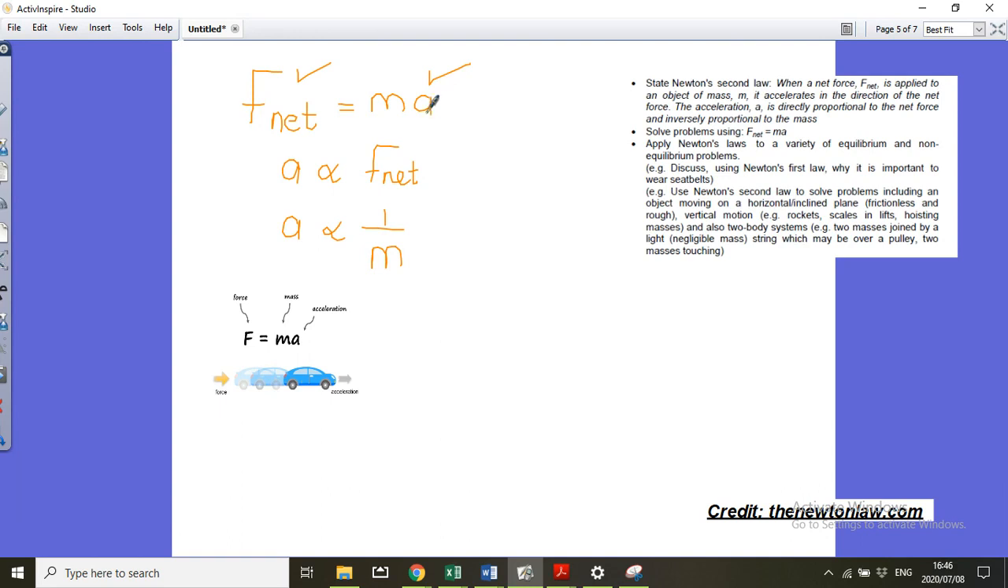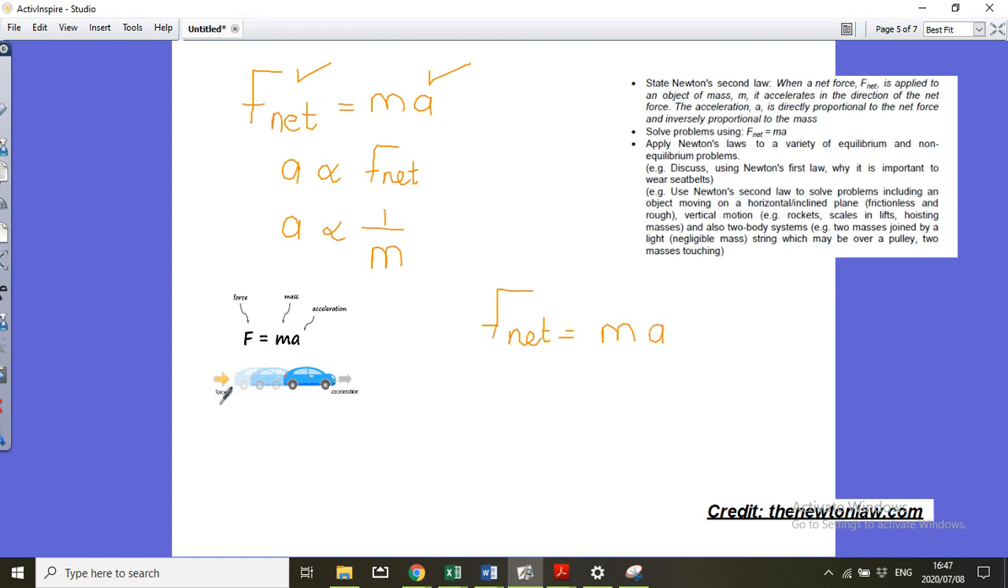Now you will see that there are different types of scenarios: objects moving horizontally, vertically, rockets, scales. All of those questions are just an application of Newton's second law. And I'm going to record a separate video just to go through all the applications of Newton's second law. But what you need to remember is that it says F net equals ma.